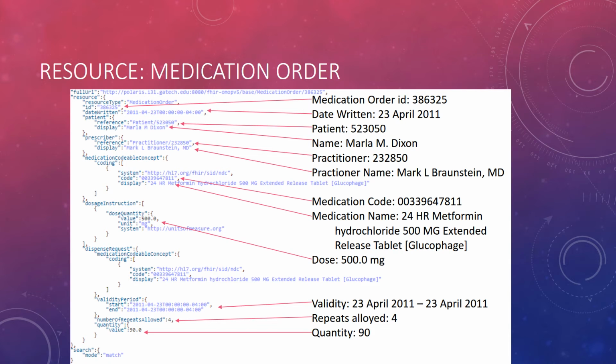It also tells the quantity of the medication to give when the prescription is filled by the pharmacy, how many times the prescription can be filled, the doctor who prescribed it, and how long the prescription is good for. The same type of information can be found for the other medication orders.